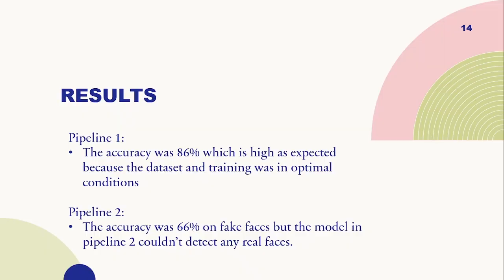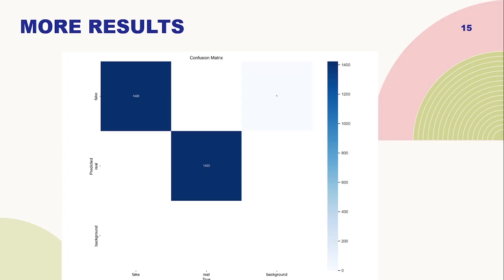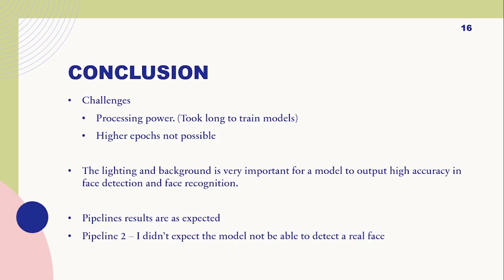For the results, in the first pipeline, we found that the accuracy was 86%, which is high as expected because the dataset and training were in optimal conditions like the lighting and the background. In pipeline 2, the accuracy was 66% on fake faces, but the model was not able to detect any real faces. So there was a 20% decrease in the accuracy on fake faces between the two pipelines. Here's a confusion matrix to show more accuracy on the true positives and the true negatives.